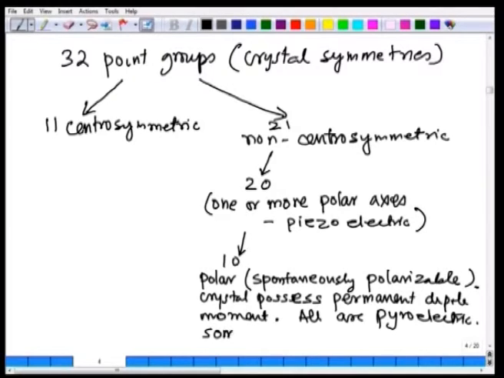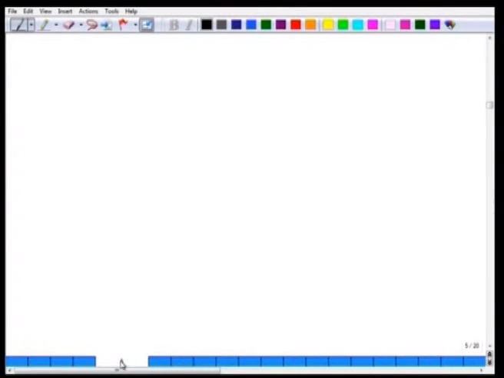Some of these are ferroelectric also. So, ferroelectrics are always pyroelectric, and all pyroelectrics are piezoelectric because they belong to these 20 of the point groups which are non-centrosymmetric. Now, what do I mean? I will show you through a picture and then through a schematic, and that will illustrate the point a little bit better, and let us do that as follows.